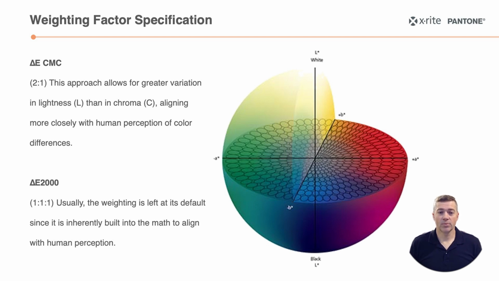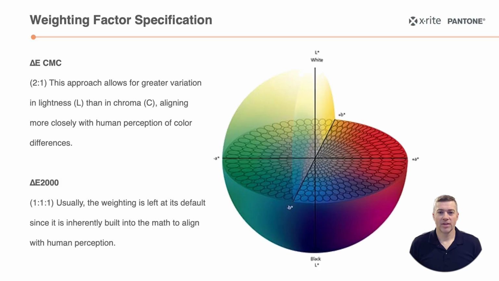There's also the concept of weighting factor specification. These tolerance methods include weighting factors that users can adjust to modify the shapes of ellipsoids, compensating for differences in perceived color variation. In the case of CMC tolerancing, the ratio is based on lightness, L, to chroma, C. Since the human eye tends to accept greater differences in lightness than in chroma, a common ratio used is 2:1. This means the tolerance allows for twice as much variation in lightness as in chroma. Occasionally, a 1:1 ratio is also used, but 2:1 is the most prevalent.